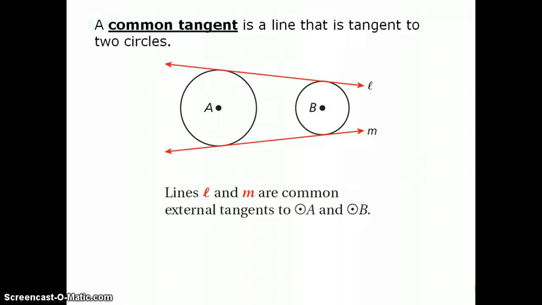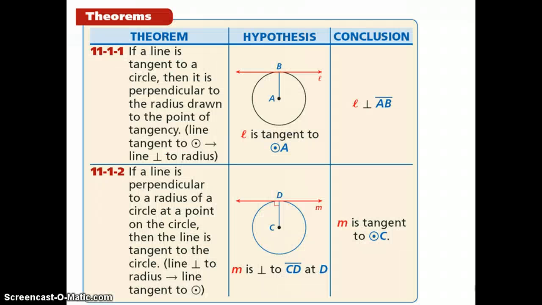All right, a common tangent is a line that is tangent to two circles. You'll notice there's a point of tangency here and a point of tangency here, and it's got another common tangent on this side. Lines L and M are common external tangents to the two circles A and B. And based on that, we have some theorems that we can look at.